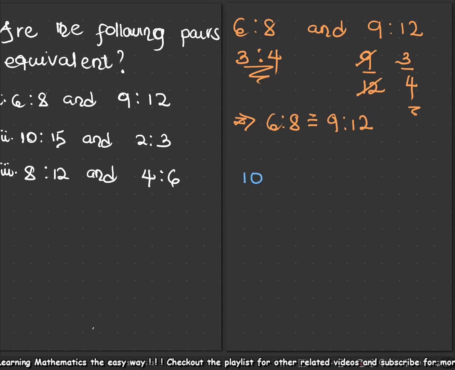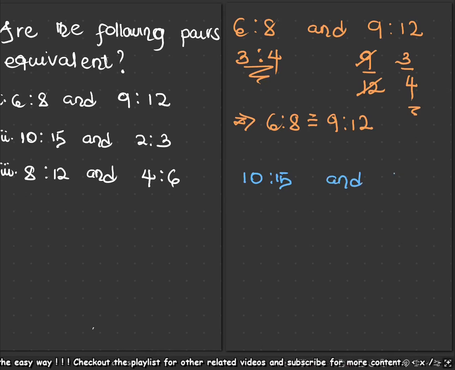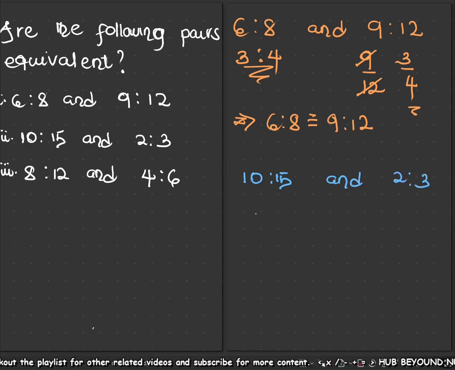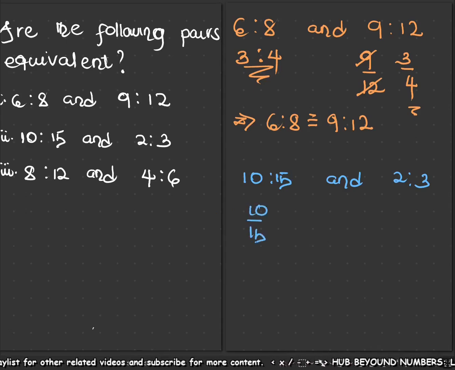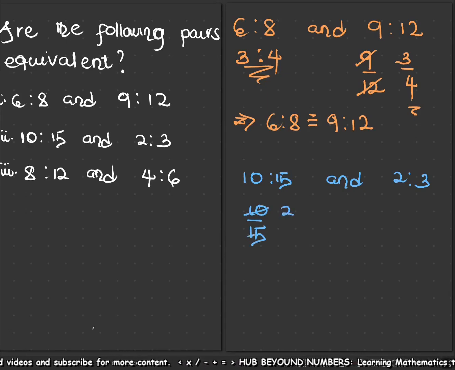That is 10 is to 15 and 2 is to 3. And we want to find out if they are equivalent. So our 10 is to 15. We know 5 divides 10 how many times? Twice. And it divides 15 thrice as well.